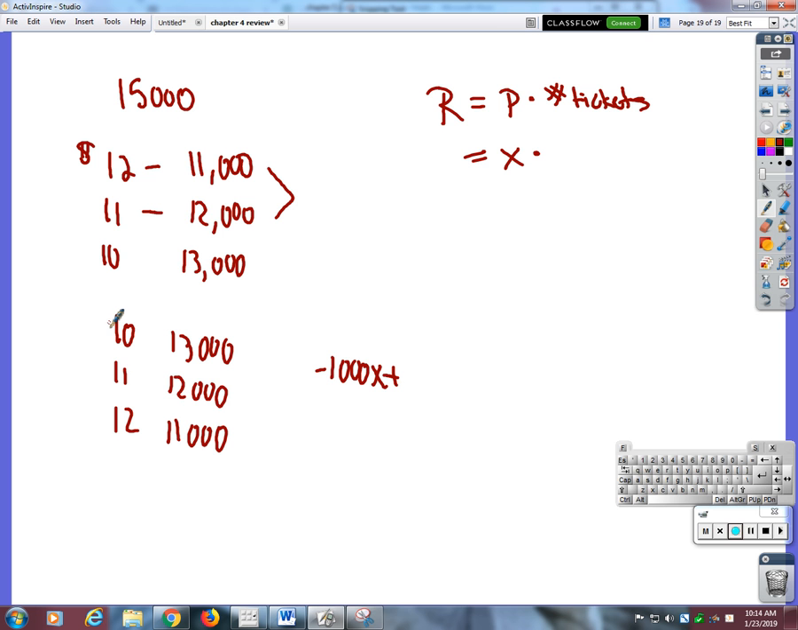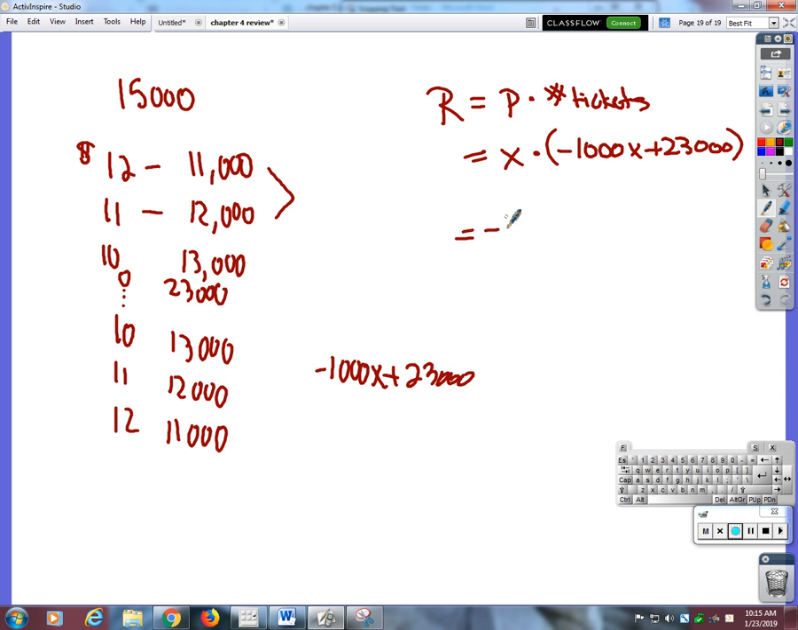Obviously they'd sell 15,000 in the real world, but if I moved this up to 0, I'd have to add, yeah, 23,000. And I'm not sure how they want us to deal with that because that's not a real possibility because of the size of the arena. But I'm just going to go with it. So negative 1,000x plus 23,000 is the formula for the number of tickets that I would sell based on the price.